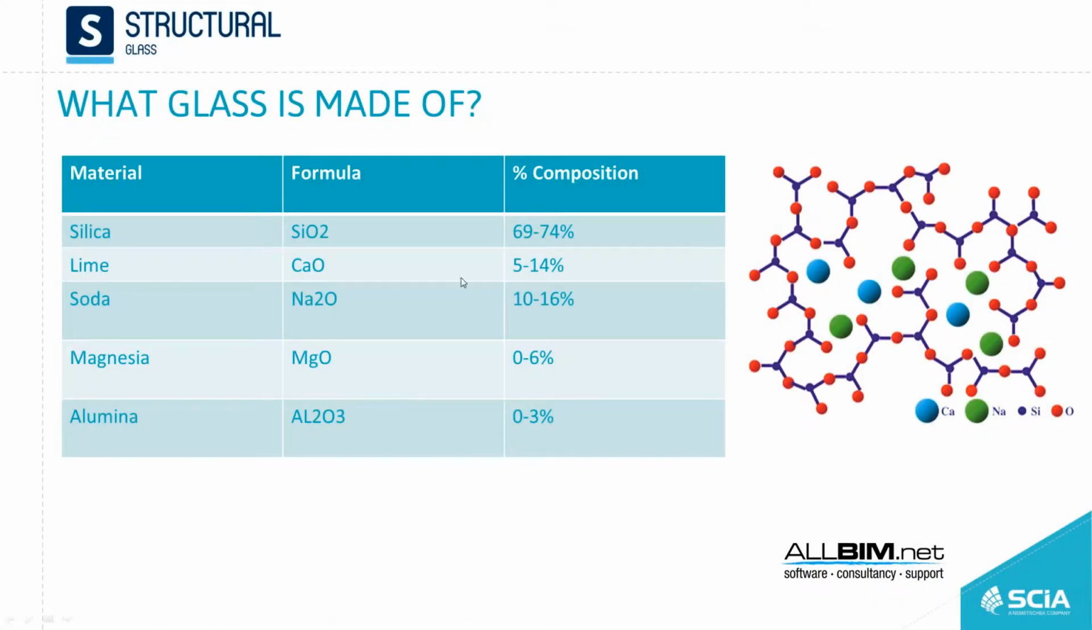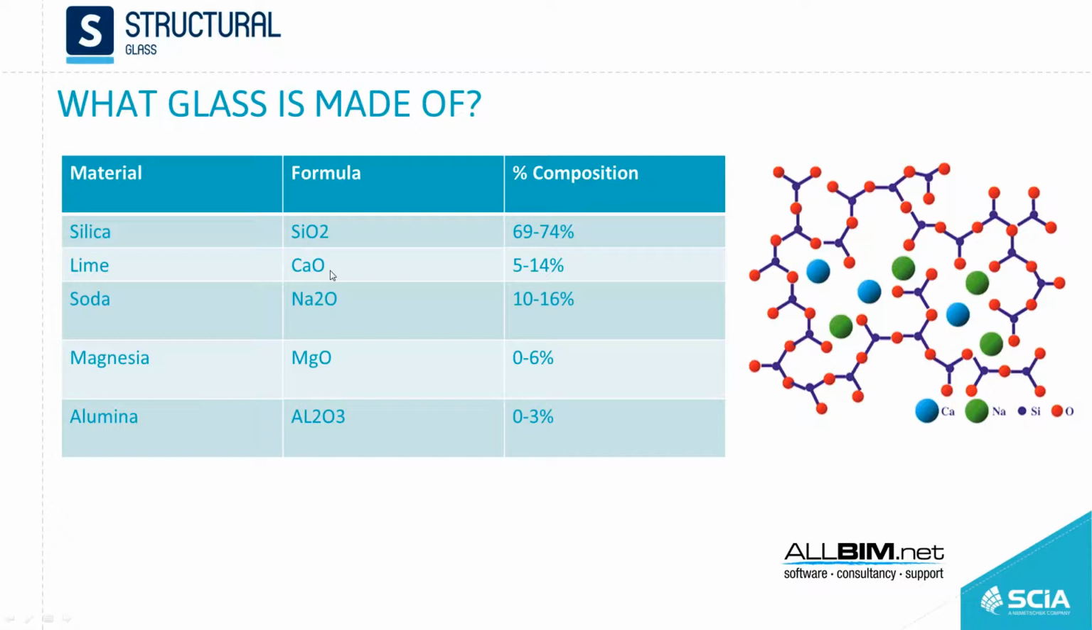What is glass made of? Well, mostly it is made of silica, around 70%, and some other chemical components. The problem is that it does not build a crystal network. So if we don't have a crystal network, there's no stability. So this is where the unpredictability in the behavior of glass comes from.